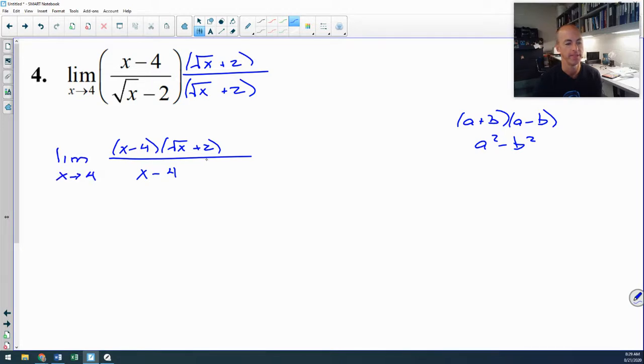So it gives me limit as x approaches 4. I will cancel the x minus 4s. And now when I try direct substitution, 4 in for the x, that's going to be square root of 4 plus 2, which gives you a final answer of 4. Let's connect to my 4. There we go.